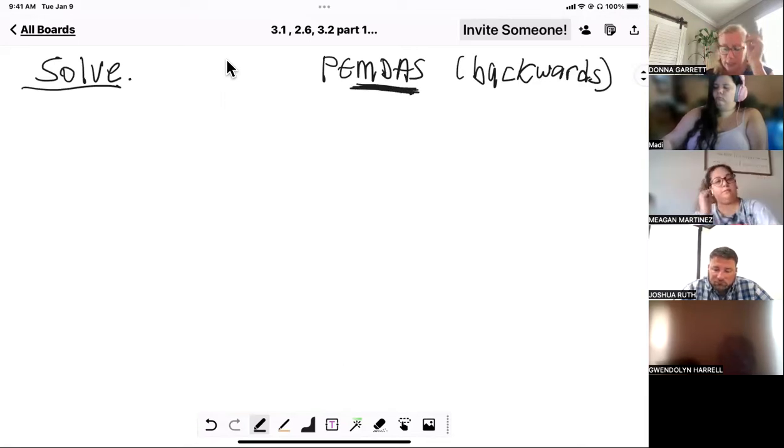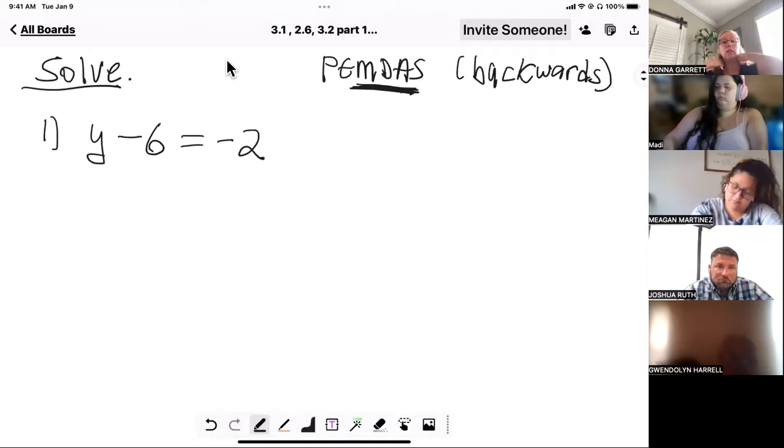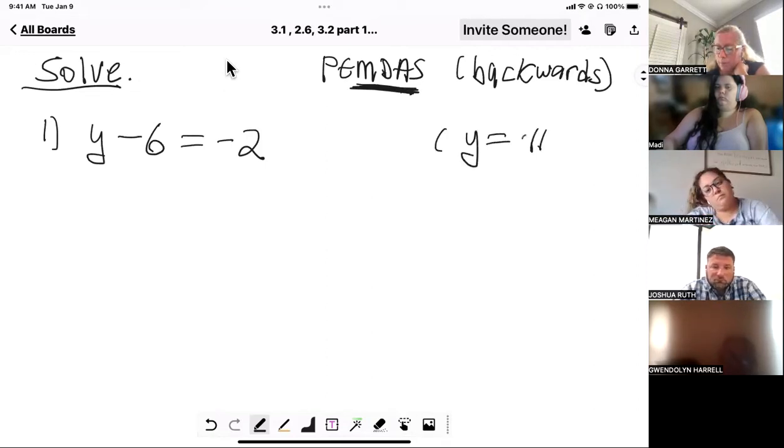So, for instance, here's our first one. y - 6 = -2. So it's an equation. It has the equal to sign. We are solving. So solving means I need to get, in this particular case, y is equal to a number. That's what I have to do.